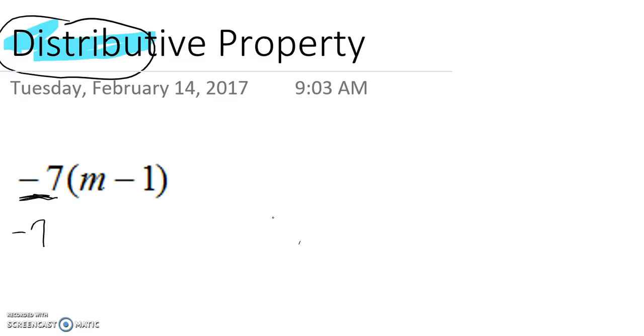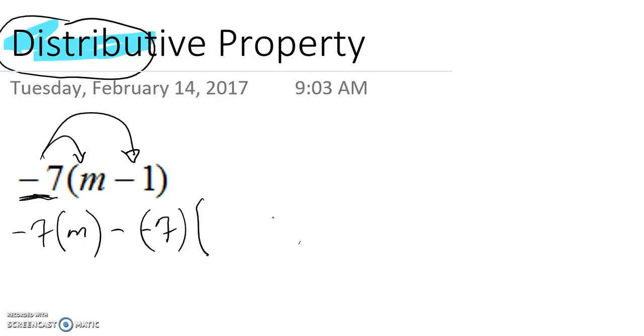So what I do is I take the -7, I multiply it by m, I keep my subtraction symbol. Then I take the -7 and multiply it by 1. So -7 times m is -7m, minus -7 times 1 is -7. Remember, subtracting a negative is the same as adding a positive. So this is the same as -7m plus 7.